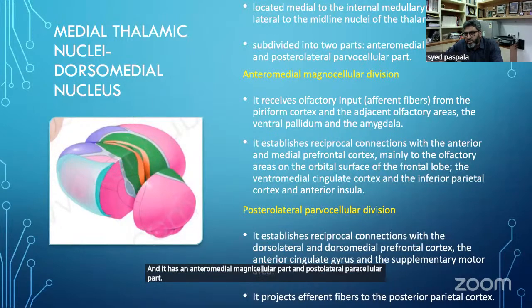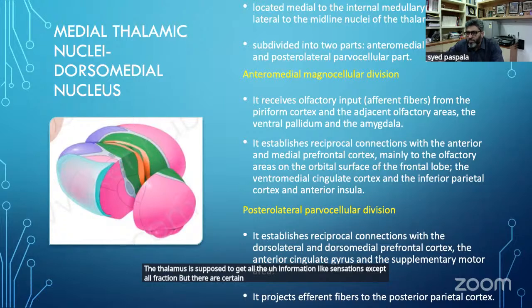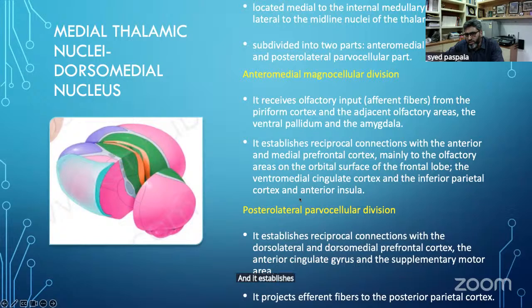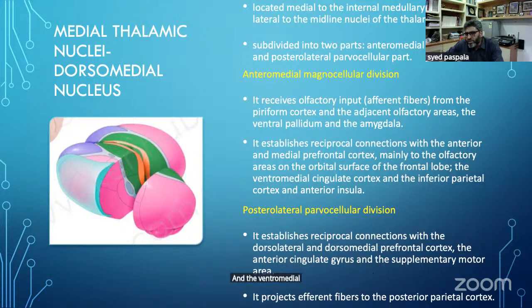The magnocellular division receives inputs from the olfactory afferent fibers. The thalamus is supposed to get all the information, like sensations, except olfaction. But there are certain areas in the thalamus which still get some input from the olfactory pathways also. And it establishes reciprocal connections with the anterior and medial prefrontal cortex, mainly the olfactory area on the orbital surface of the frontal lobe, and the ventromedial cingulate cortex, the inferior parietal cortex, and the anterior insula.